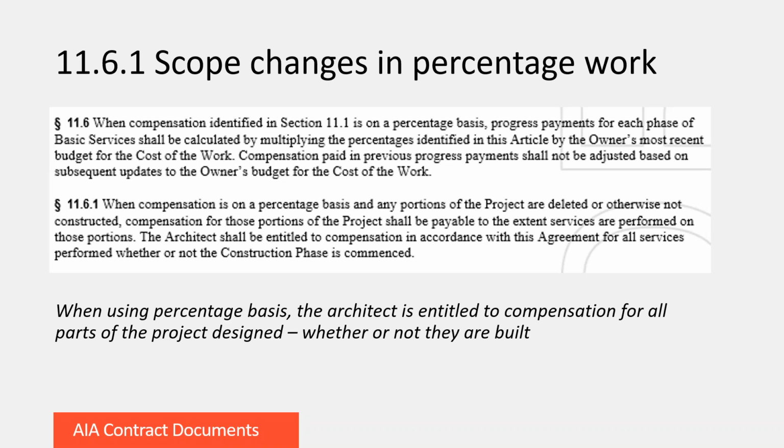And I'd like to highlight just one thing with compensation based on a percentage basis project. If a portion of the project is not built, but it was designed by the architect, the architect is still entitled to compensation for portions designed. So if you contracted to design a high school based on a percentage of the construction cost, and the bond issue fails and the school board decides to build the school but without the gymnasium, the owner is still required to pay the architect for the design services for the gymnasium, even though it wasn't built.